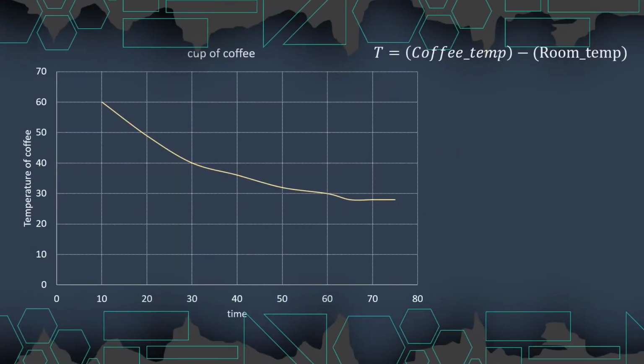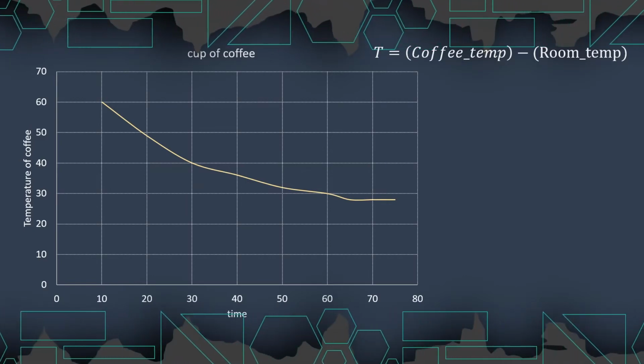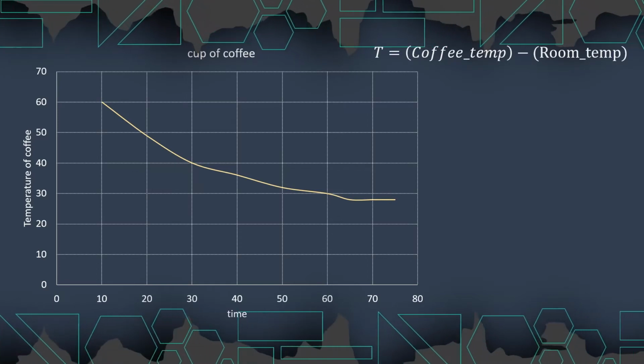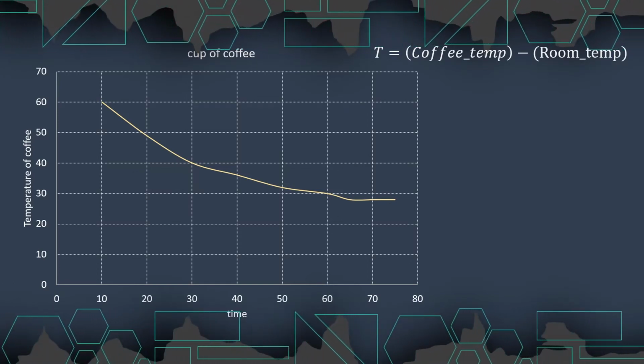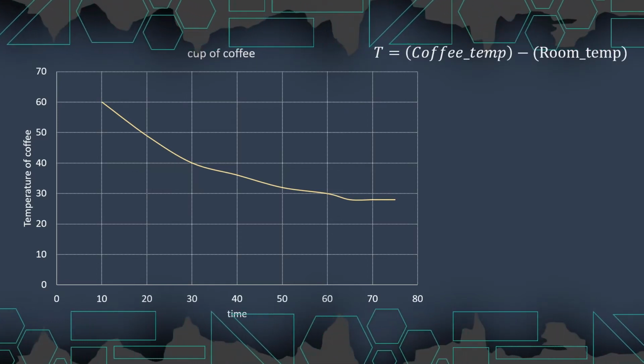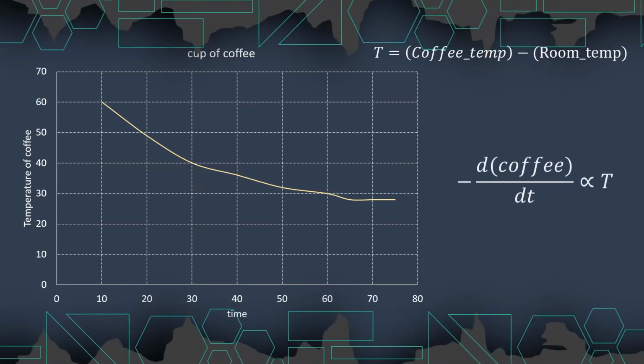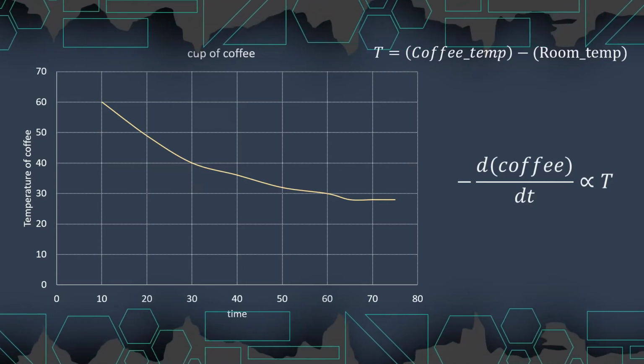Now let us try to model a cup of tea. The graph shown is the experimental data: the temperature of the coffee over time in minutes. As time goes on, the temperature difference between the surroundings and the coffee decreases. The change of coffee temperature with respect to time increases as the temperature increases.